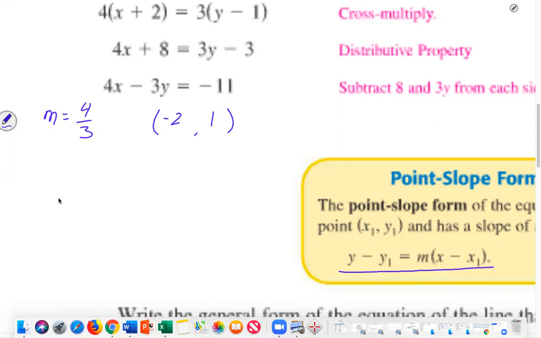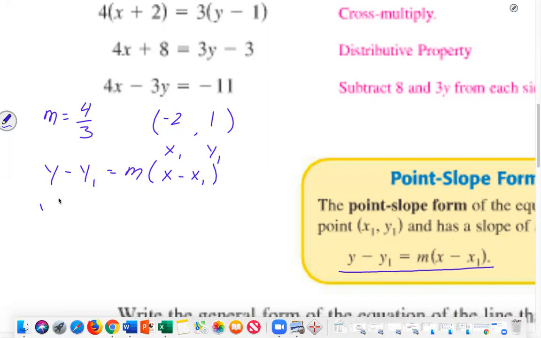So here's what you do. You label your point. I told you this. You label it x1, y1. Now, you write your formula. Sounds a lot like what I told you guys to do. So my formula that I need to memorize is y minus y1 equals m times the quantity of x minus x1.